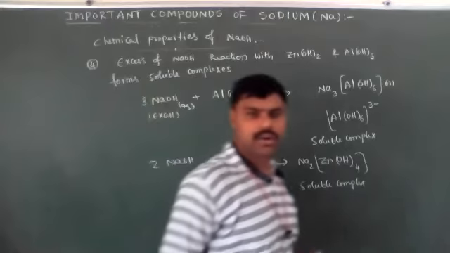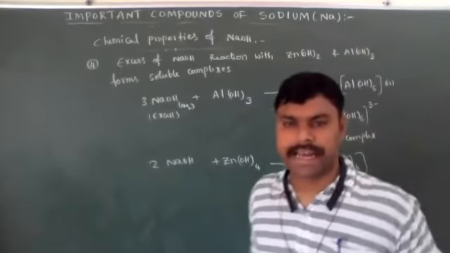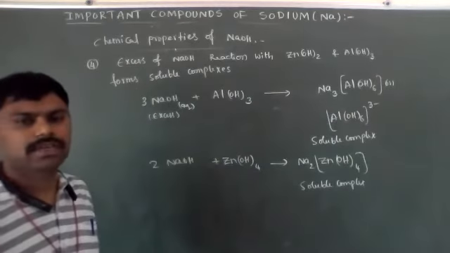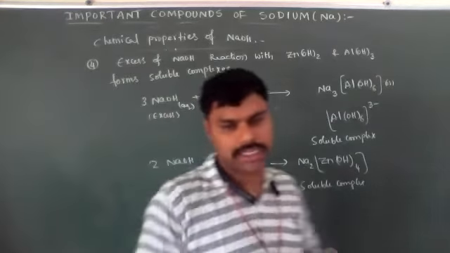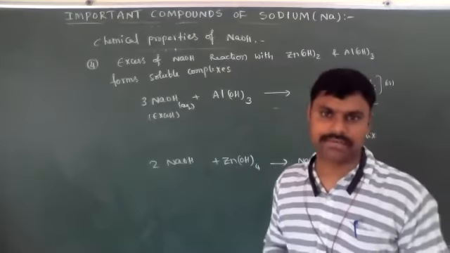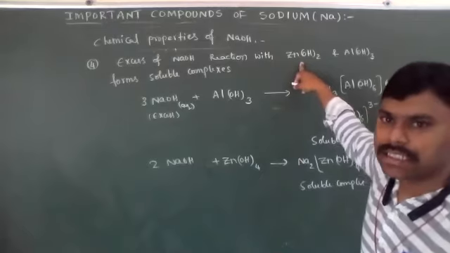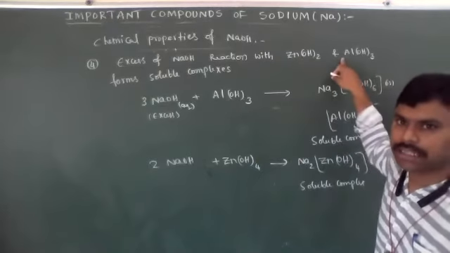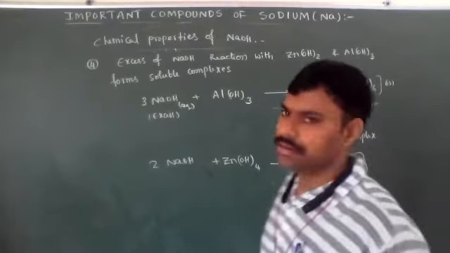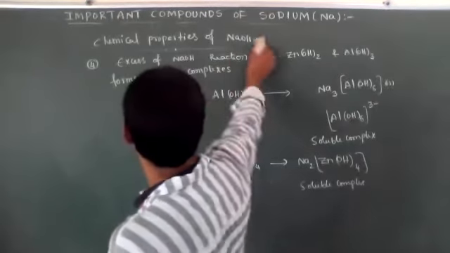So these are the main important chemical properties of NaOH. NaOH is a strong base. It reacts with acidic oxides or acids to form corresponding salts. Sodium hydroxide reacts with metals as well as non-metals, and sodium hydroxide reacts with zinc hydroxide or aluminum hydroxide to form the corresponding soluble complexes. Okay, students, these are the main important chemical properties of sodium hydroxide.